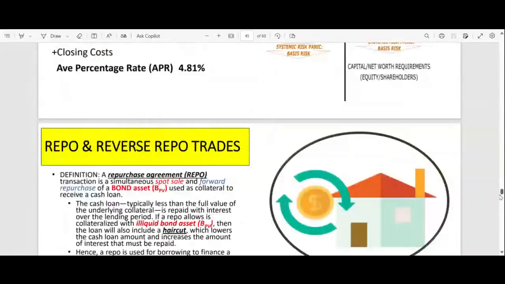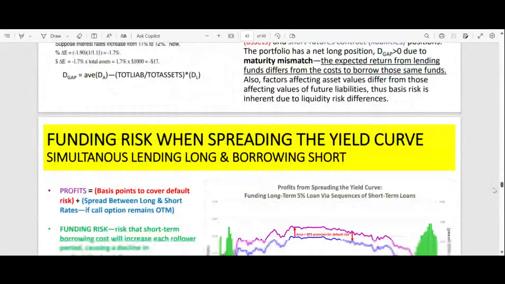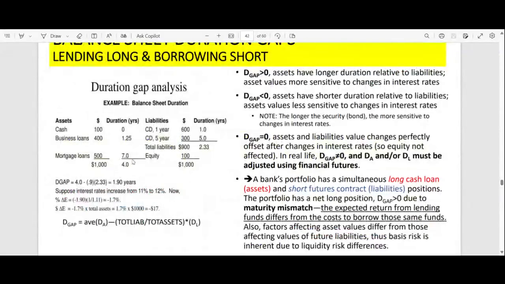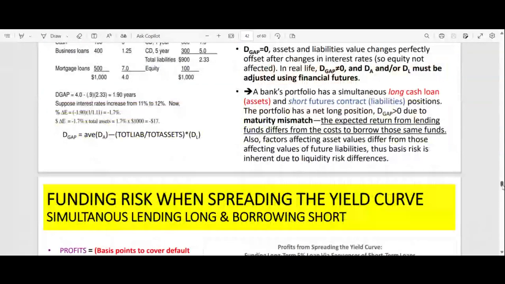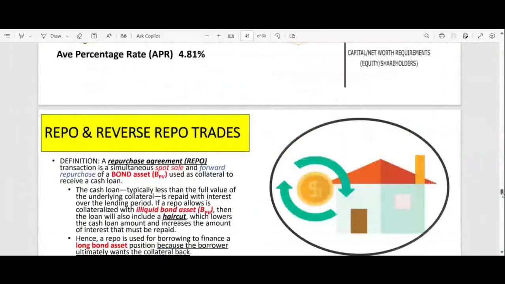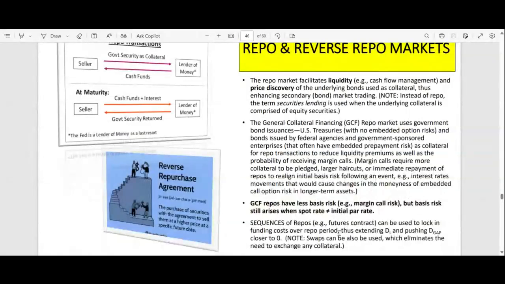So, I'm lending long and borrowing short, and I realize that I've got a loan that has a 7-year duration, and I have a sequence of 1-year loans, or I might even have one that's 5. Now, I can get one repo, let's say for 2 years, and use this 5-year CD as collateral, or I can get 7 repos. Either way, because I want to close that duration gap a little bit, when I enter into this sequence of repo contracts, they're pretty much locking in the funding costs over the repo periods, and that's helping to close my gap.